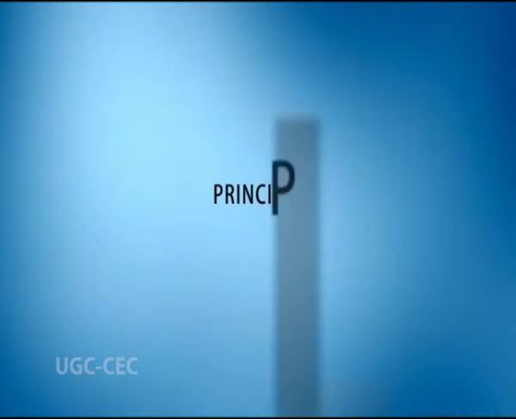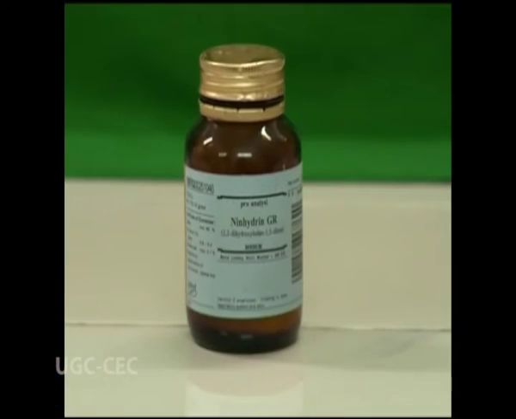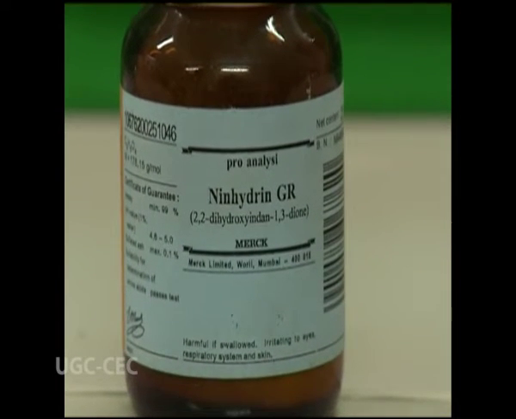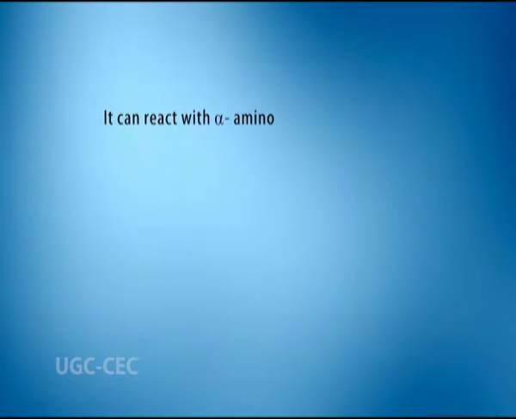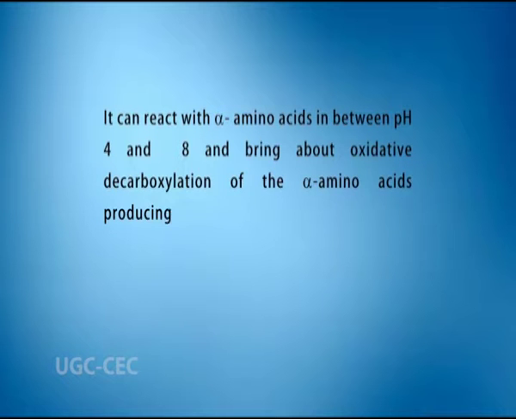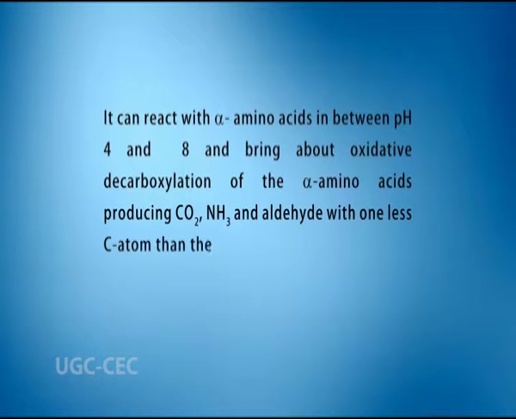The alpha amino acids, as well as being concerned in protein synthesis, are also involved in the synthesis of a number of compounds of biological importance. Coming to the principle, ninhydrin, that is triketohydrindene, is a powerful oxidizing agent. It can react with alpha amino acids between pH 4 and 8 and bring about oxidative decarboxylation of the alpha amino acids, producing carbon dioxide, ammonia and an aldehyde with one less carbon atom than the parent amino acid.